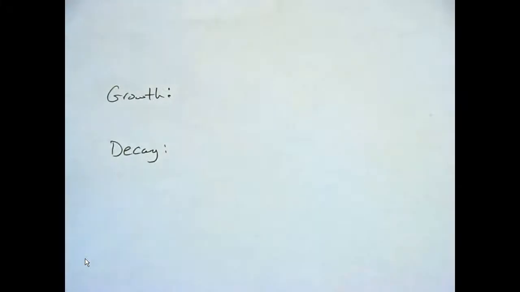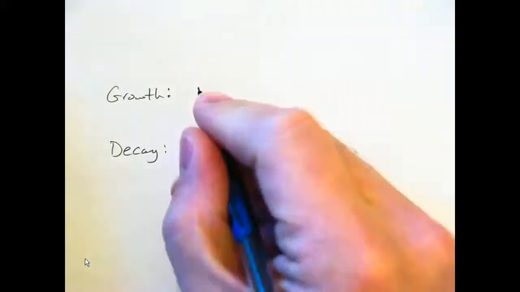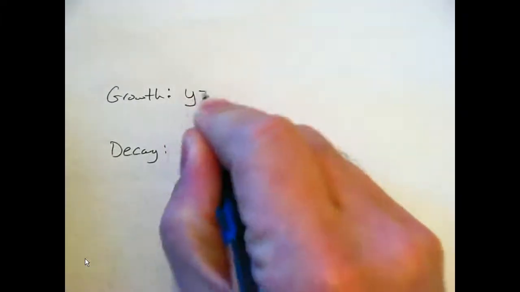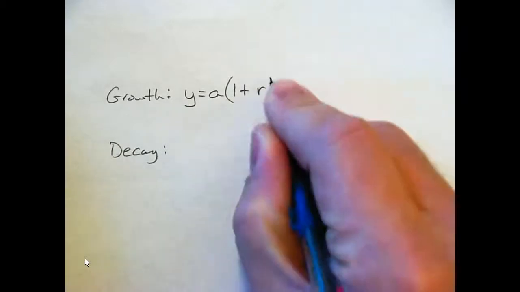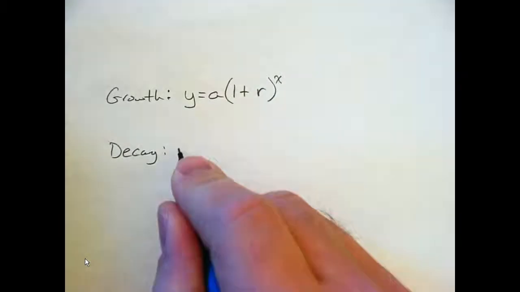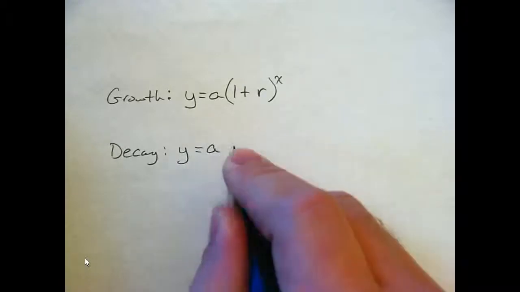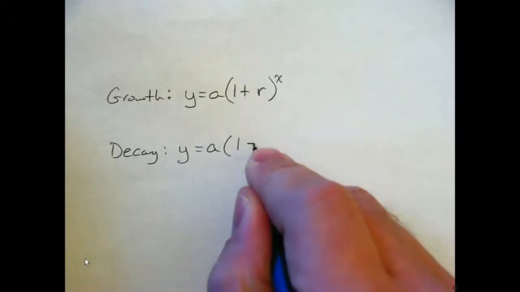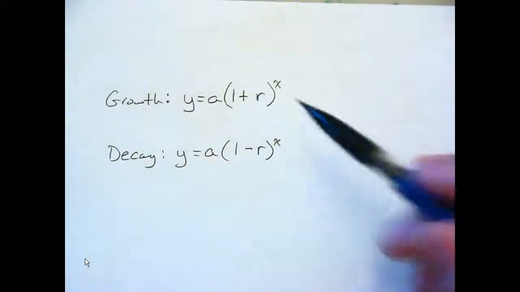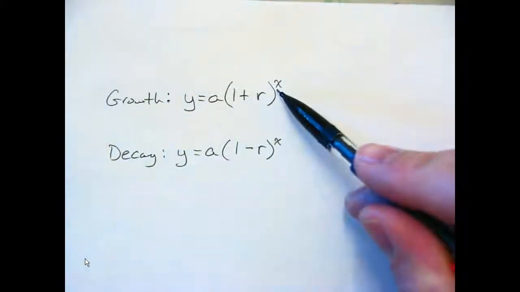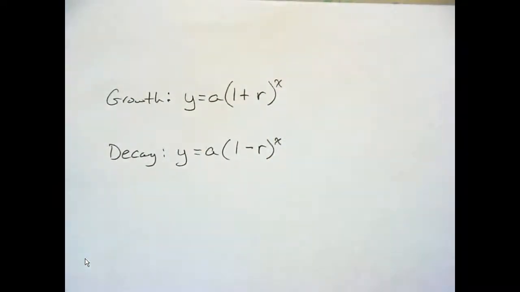All right. So, growth. How do we know if it's growth? Raise your hand, please. Yes, Kellen? Good. We'd have y equals a times 1 plus r to the power of x. Whereas decay, we have everything the same except for it says 1 minus r to the power of x. Now, I know also yesterday, I think we referenced this as t. Okay, so x and t, the same thing there.